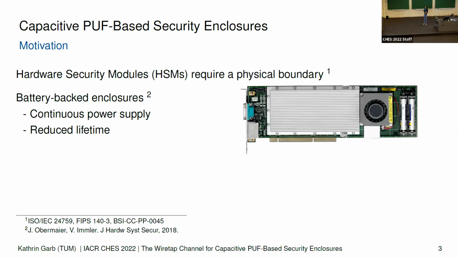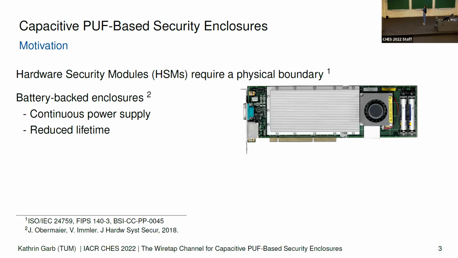So let's first take a look at capacitive PUF-based enclosures and their motivation. In high security applications, you will come across cryptographic modules and hardware security modules. And according to different standards, these modules require a physical boundary in order to protect them from physical manipulation. And these boundaries can come in the form of covers or enclosures or coatings. And so here in the picture, you see an example of a battery-backed HSM.